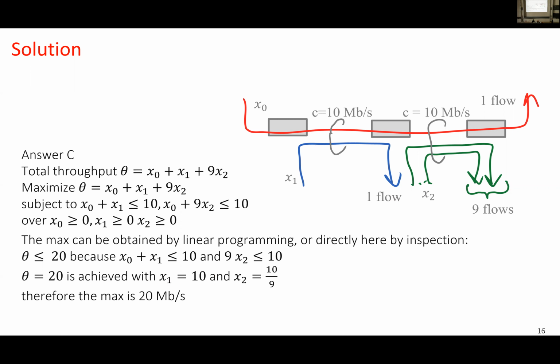But how did I reach the total throughput? By shutting down the red flow. If I want to maximize this, I shut down the red flow. It's exactly what happens when there is a shortage of resources.